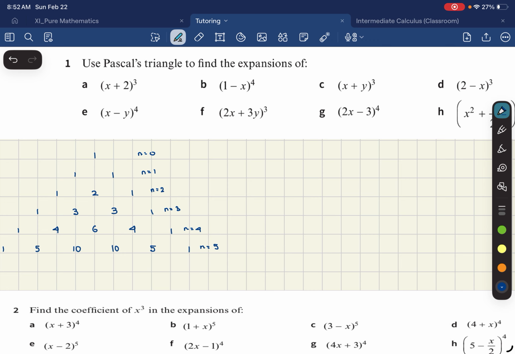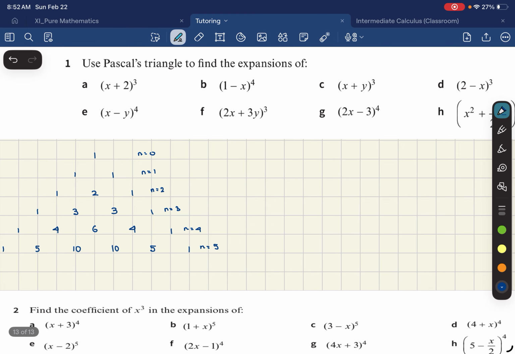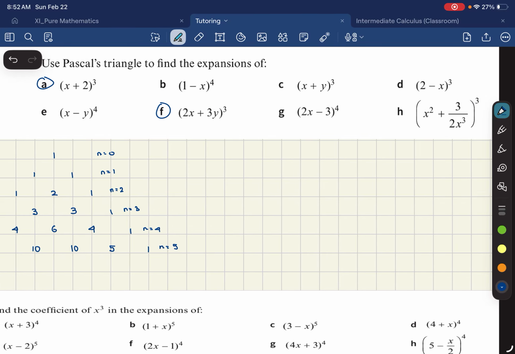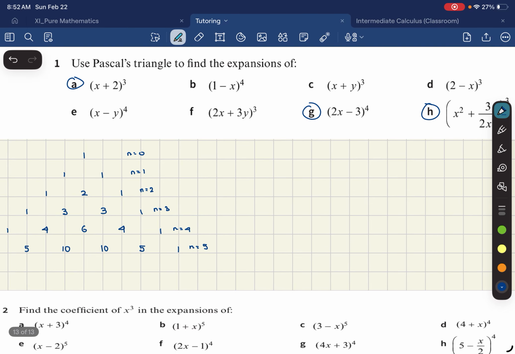So basically it says use Pascal's triangle to find the expansions of these. I'll do A, I'll do G, and let me do H. I'll leave the rest to you because I think they are very doable.